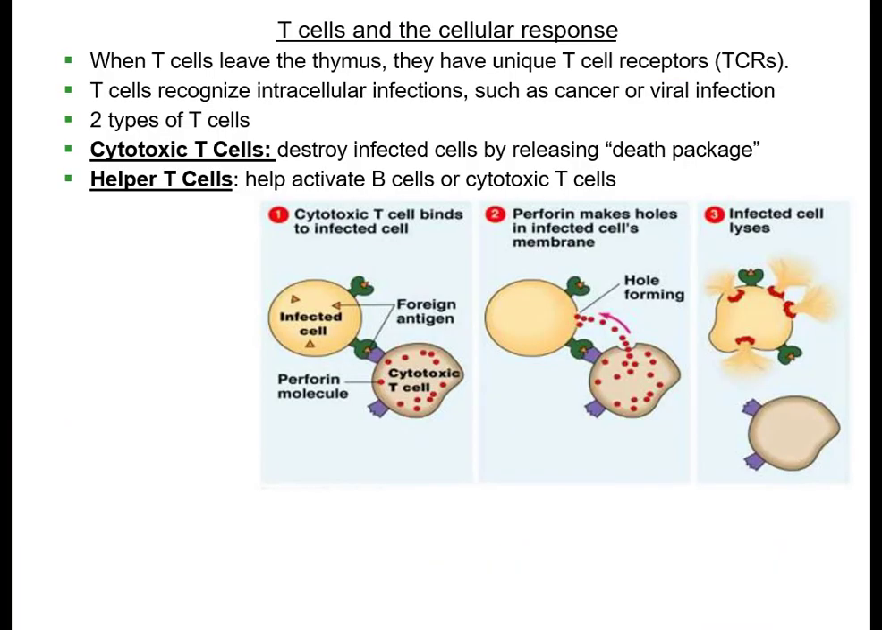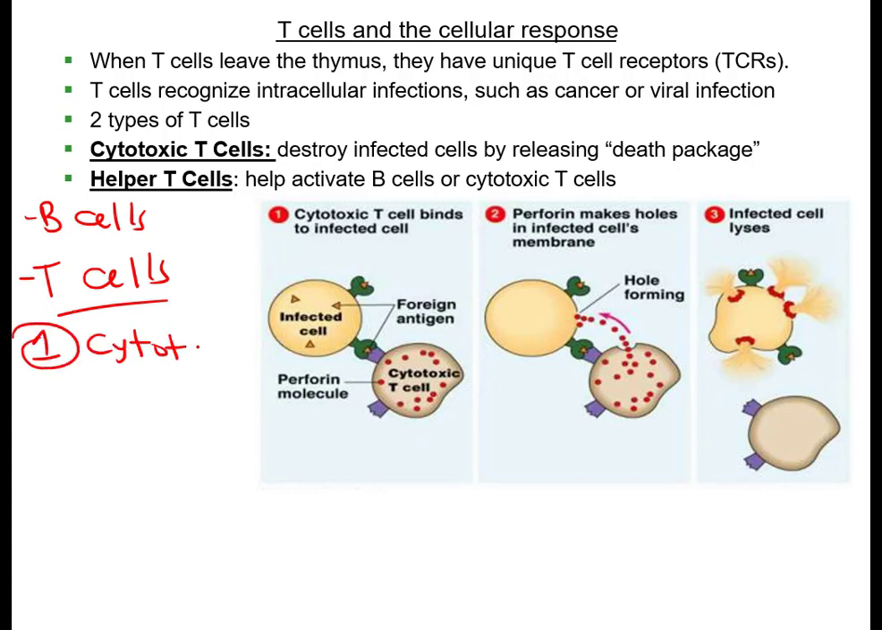Now, the final component of the adaptive immune system, we talked about B cells, which are those cells that make antibodies to destroy any foreign pathogen. You also have T cells, okay? And there's actually two different types of T cells. The first type is called a cytotoxic T cell. The cytotoxic T cell, its job is to kill cells infected with virus.